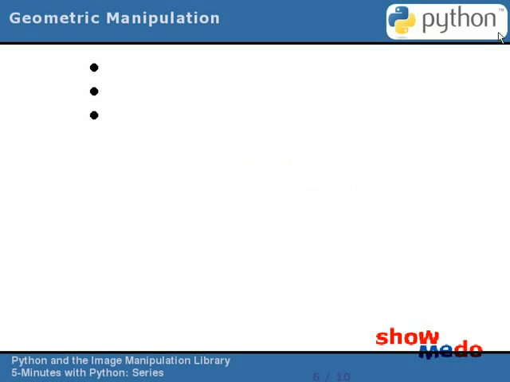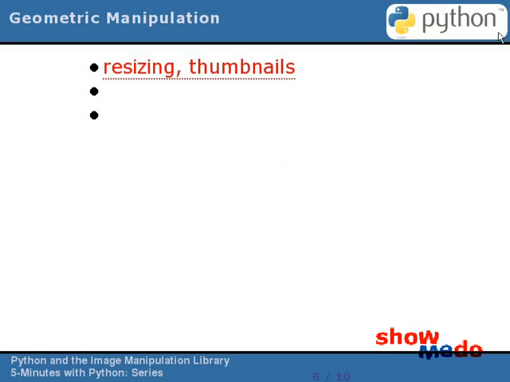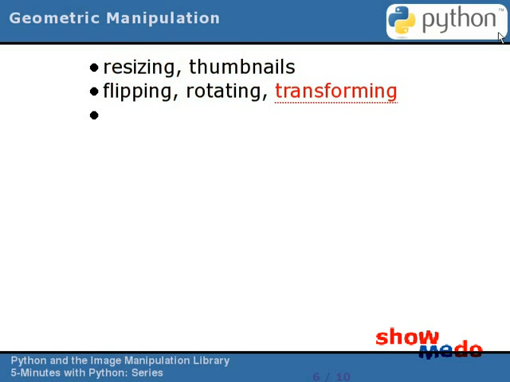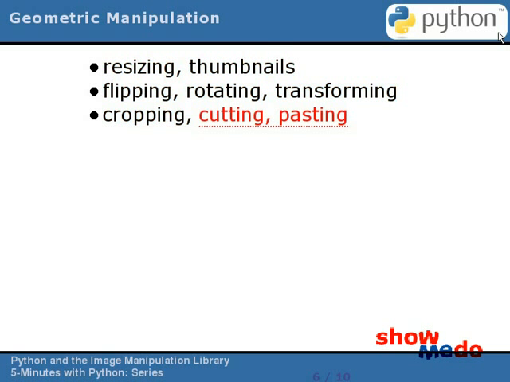PIL supports a complete set of geometric manipulations of images, such as resizing, perhaps to provide thumbnail images, and flipping them left to right, top to bottom, and rotating by any number of degrees, and transforming them with various algorithms. PIL makes it easy to crop images and cut and paste pieces among images while auto-converting the format of the pieces as needed on the fly.